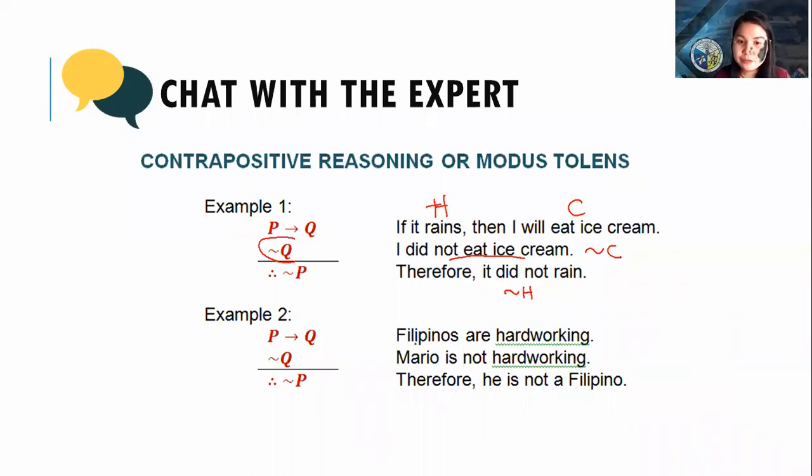Another, Filipinos are hardworking. The next statement is not, so it must be based on the conclusion. Mario is not hardworking. The valid conclusion must be not the hypothesis. Therefore, he is not a Filipino. Questions? No questions? Let's go to the next example.